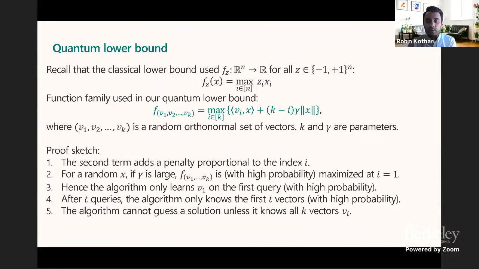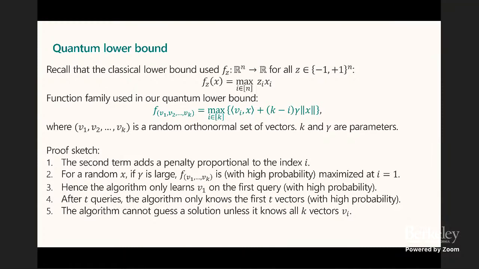So there's something going on in this function which privileges the standard basis, the computational basis, because I'm using these e_i as my vectors. To make the instance more quantum, we now choose a random set of orthonormal vectors. So v_1 to v_k are still orthonormal. They're just not the standard basis vectors. They're just some random collection of vectors. That's the first change we make to go from the classical lower bound to the quantum.